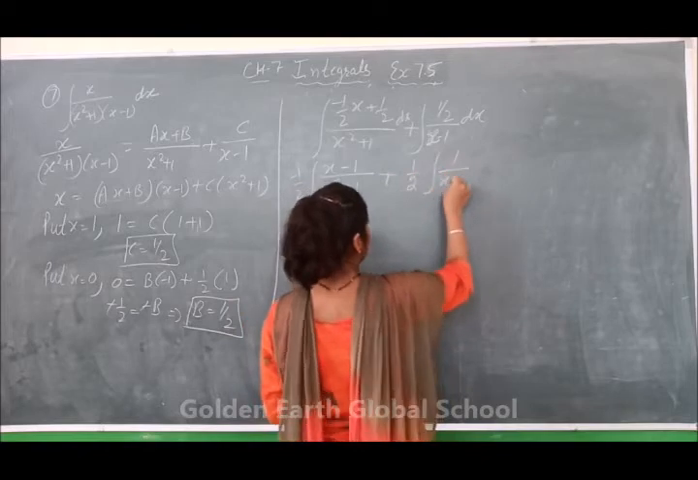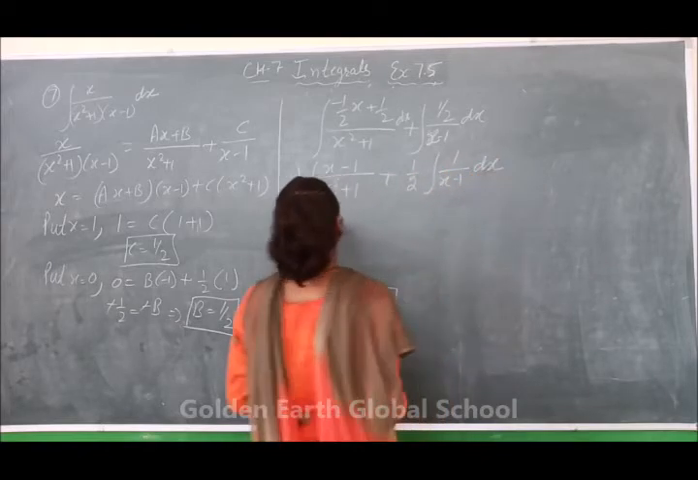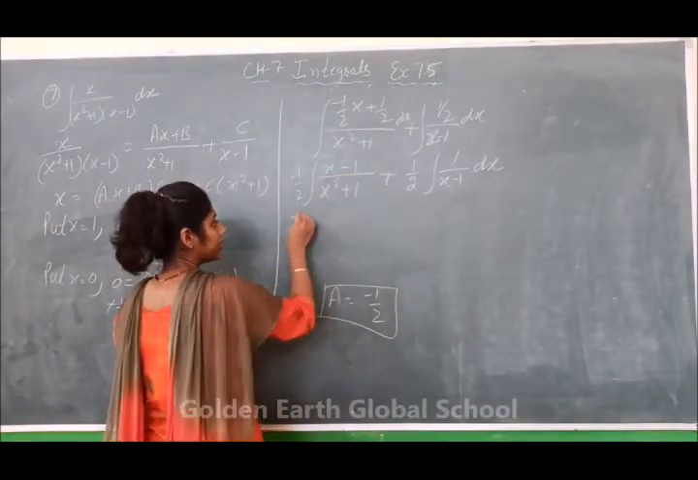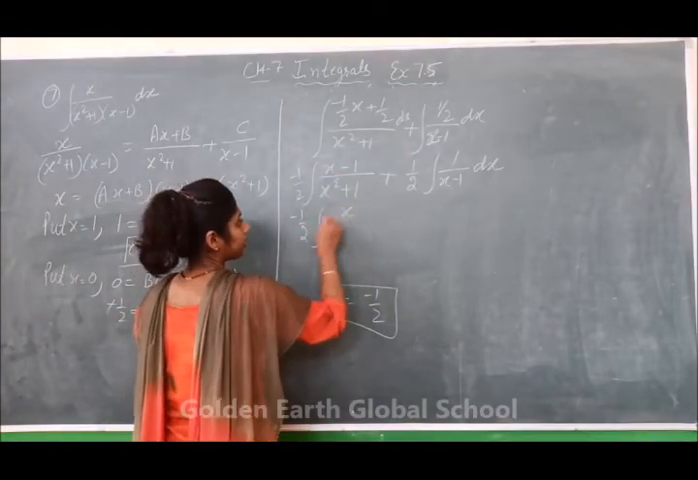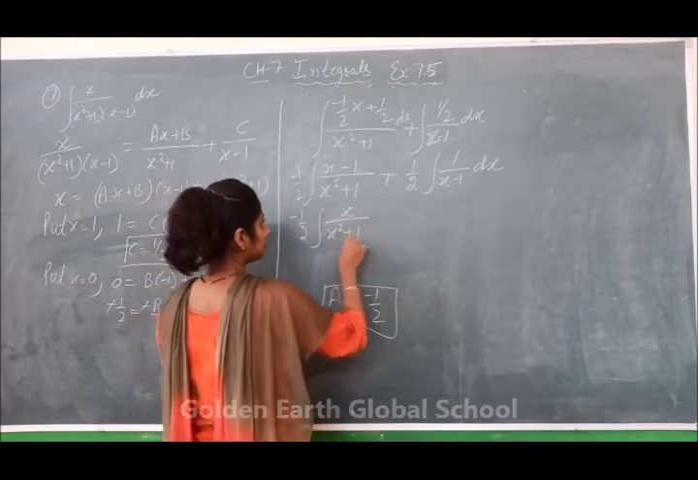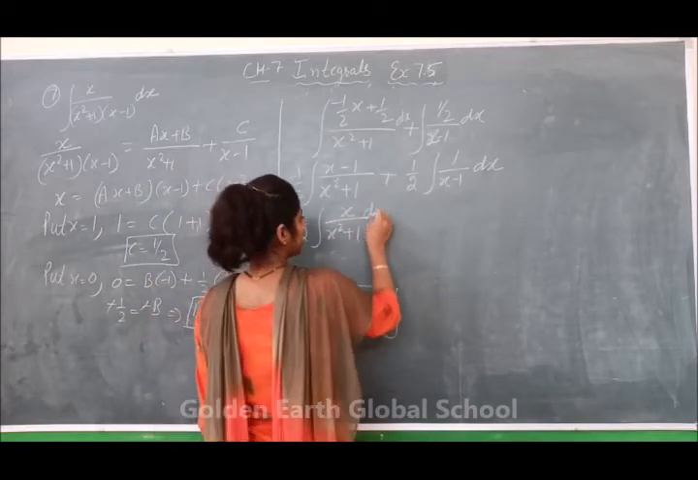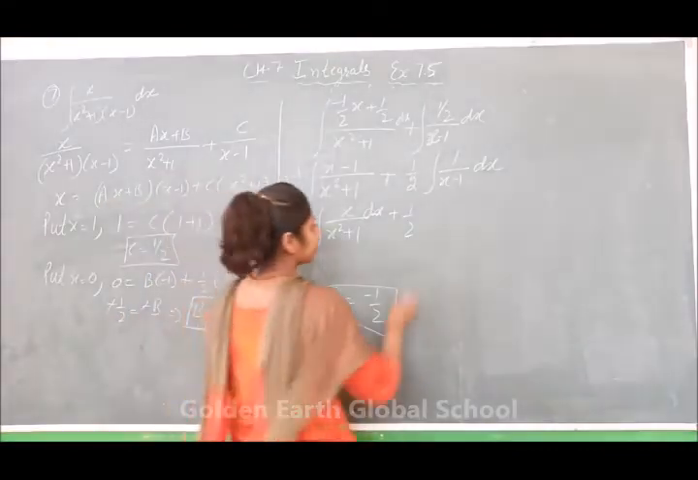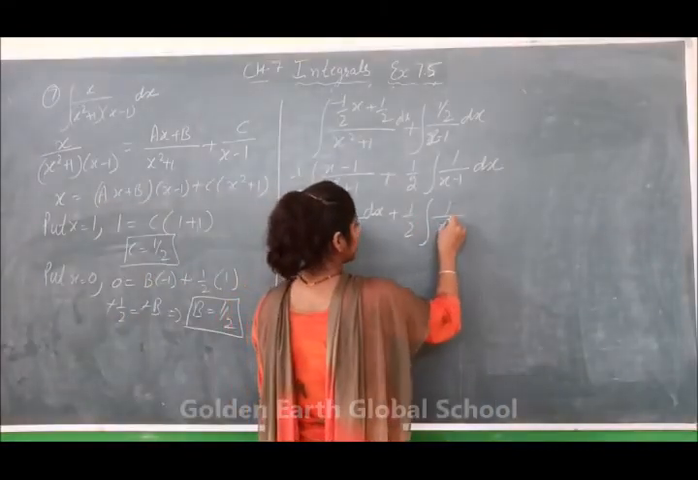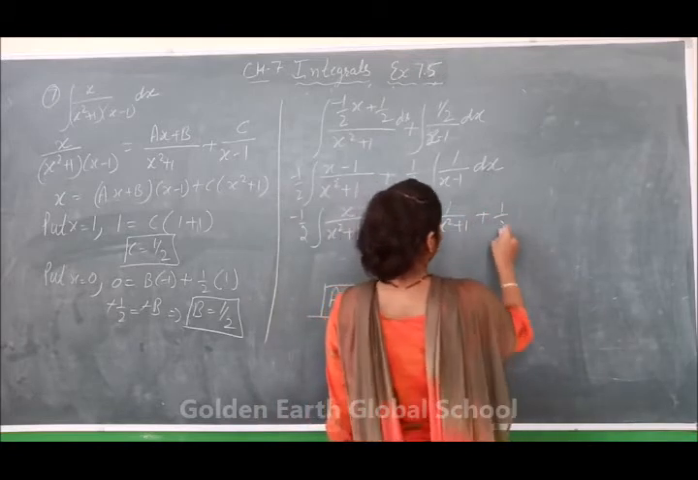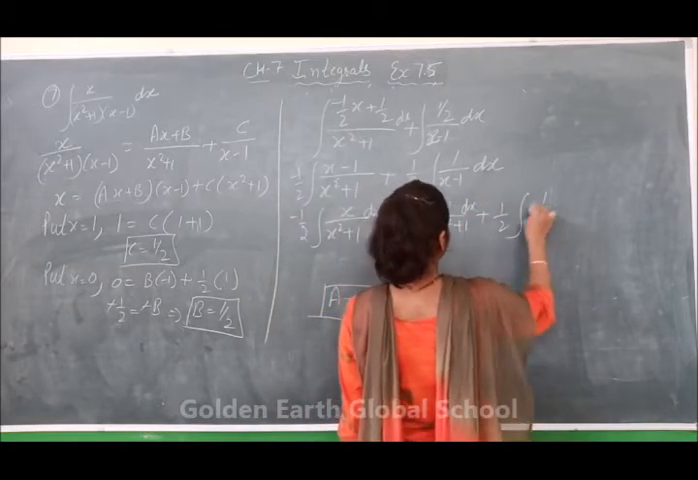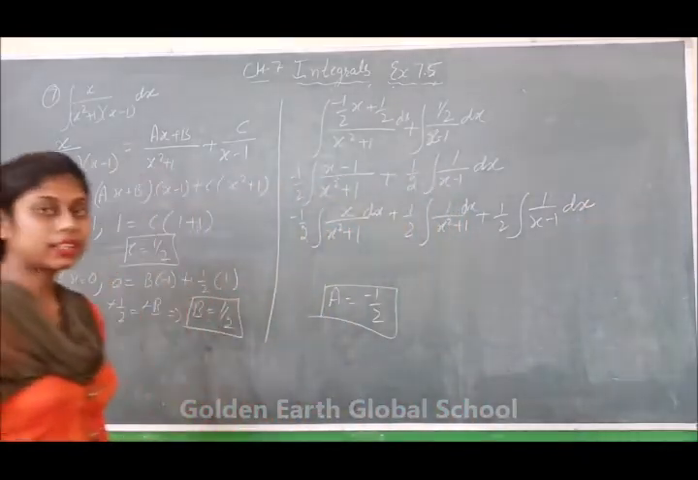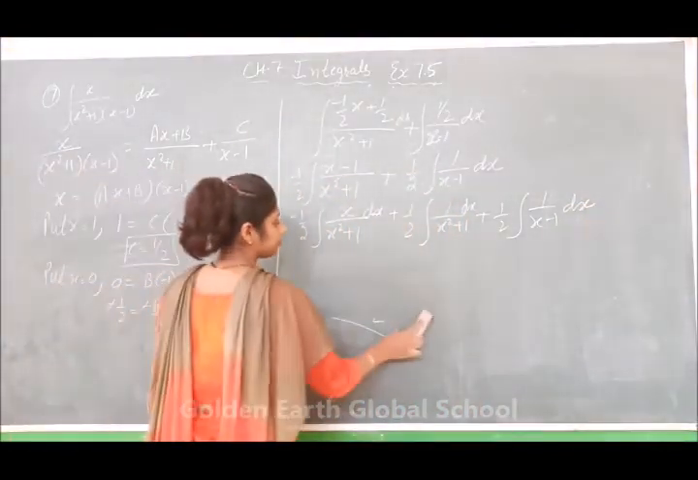Integration of 1 by x minus 1. Here again separate the terms. x upon x square plus 1 into dx plus half, minus 1 into minus half is plus half, integration of 1 by x square plus 1. 1 by 2 integration of 1 by x minus 1. Now how you will take the integration of all the terms?